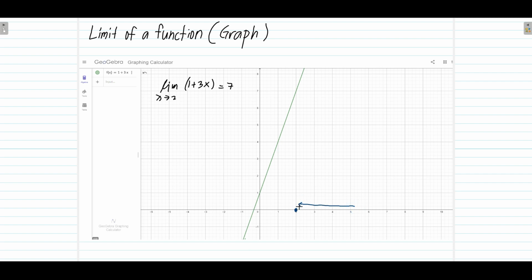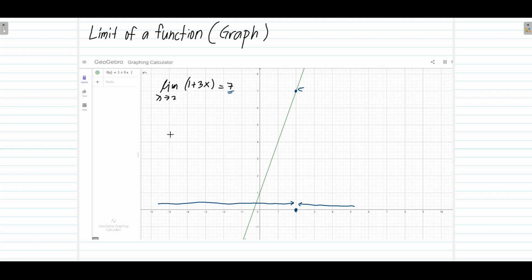So once that you're able to get close enough to positive 2, just look for the value of the function that is attached to the coordinate 2. So we have positive 7 right here. And from the left, we're going to approach positive 2 also. So once we get close enough to positive 2, the value of the function is also 7. That's why we say that the limit of this function as x approaches 2 is positive 7.